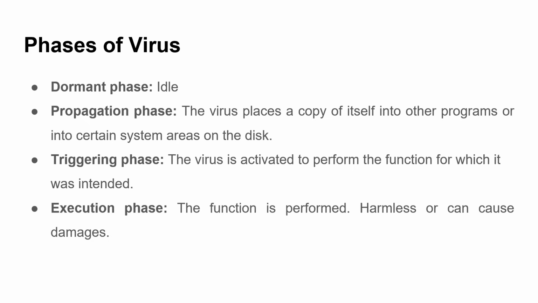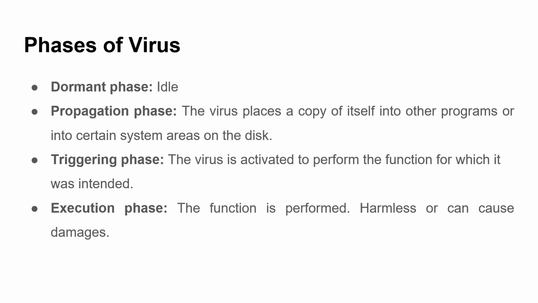And we have different phases of a virus. Number one is the dormant phase. Here the virus is idle, and it will be activated by some event like a date or the presence of a file. Not all viruses have this dormant phase. The second one is the propagation phase. In this phase the virus places an identical copy of itself into other programs, where each infected program will contain a copy of the virus, which will itself enter the propagation phase.